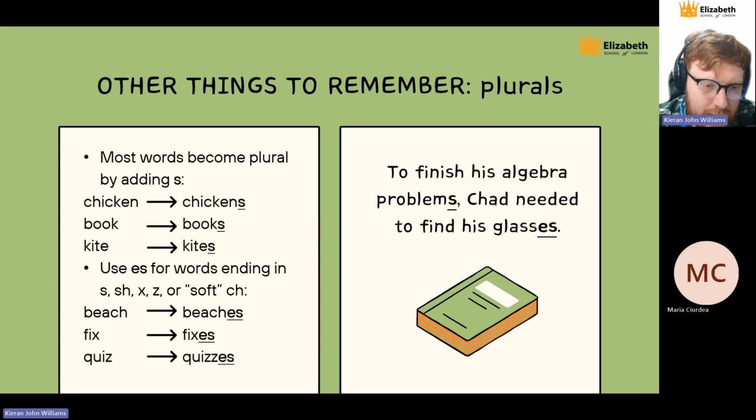Okay. So if we look at the example on the right, to finish is algebra problems. So problem is just a normal word, a normal plural, so we just add S. But the word glasses, this has an S at the end of the word here, glass. So in that situation, we need to add ES after.